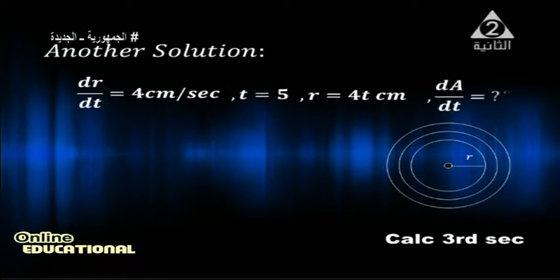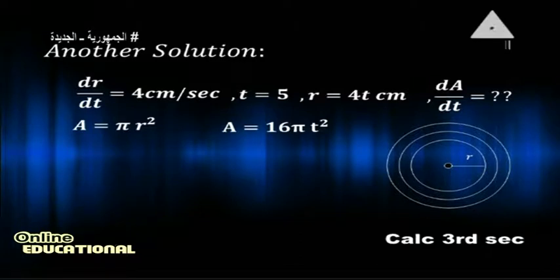And what is the rate of change of A with respect to time at this second? We have A equals πr squared. The area of the circle equals πr squared. And we can write this relation as A equals 16π t squared, by using the time t, since (4t) squared equals 16t squared. Then the relation now is between the area A and the time t.